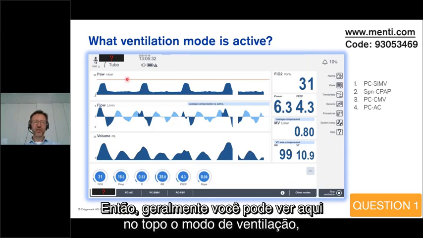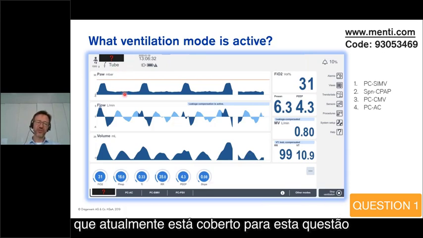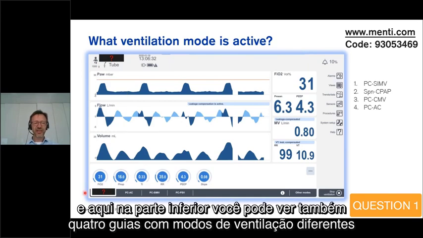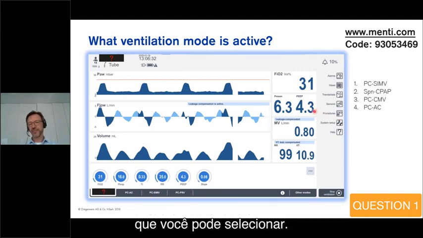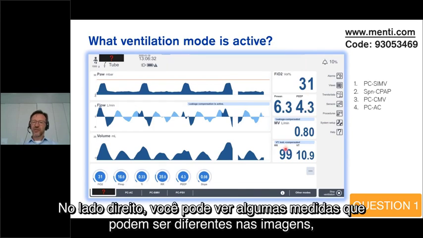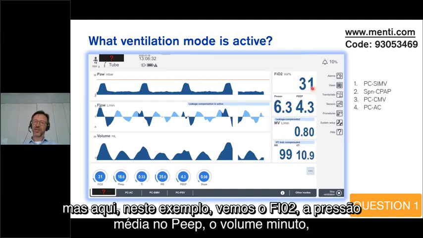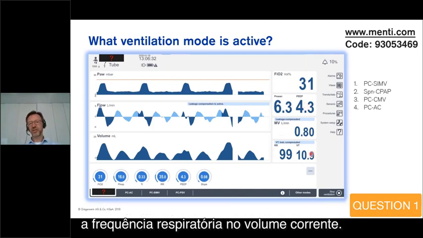Usually you can see the ventilation mode at the top, which is currently covered for this question. At the bottom, you can see four tabs with different ventilation modes that you can select. On the right side, you see some measurements, which can be different in different screenshots. Here in this example, we see the FiO2, the mean pressure, the PEEP, the minute volume, the respiration rate, and the tidal volume.